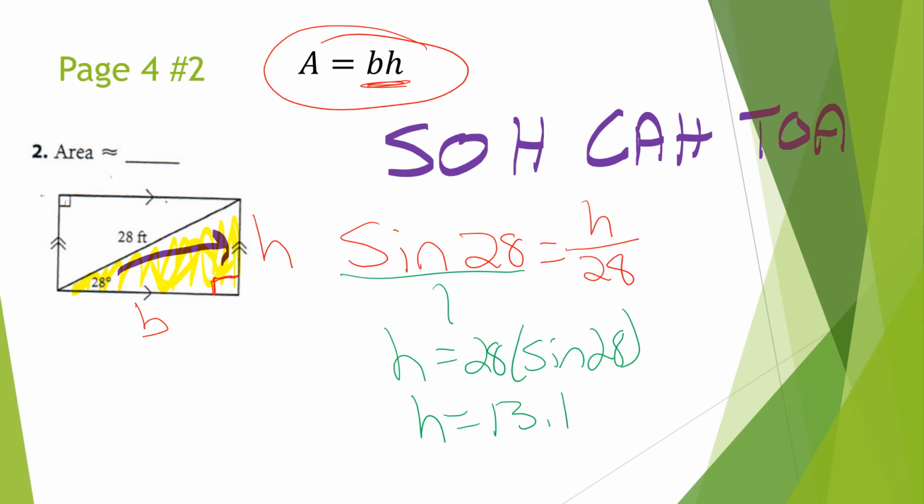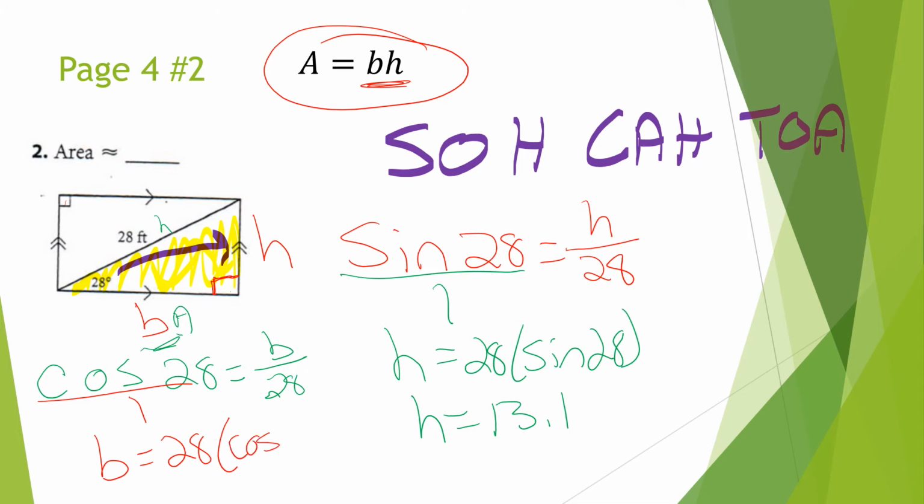Now I need to find the base. So I'm going to find this now. From the 28, this is the adjacent, and this is the hypotenuse. So I'm going to use the cosine for that. Cosine of 28 equals B over 28. And again, I set up my proportion and end up with B equals 28 times the cosine of 28. 28 cosine 28. I get 24.7. And that's my base. And I have my height.